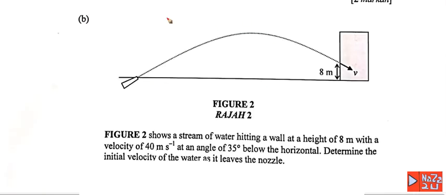Question number B. The figure shows a stream of water hitting a wall at a height of 8 meter with a velocity 40. This is the initial position, this is u, and this is the angle of 35 degree, and this is the height of 8 meter when the water hits the wall. So calculate the initial velocity, what is the velocity of u here?